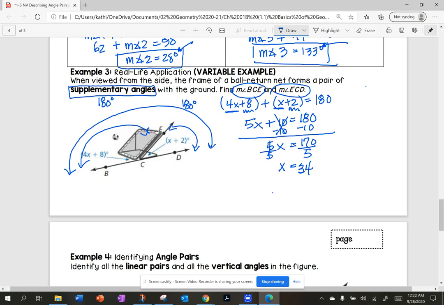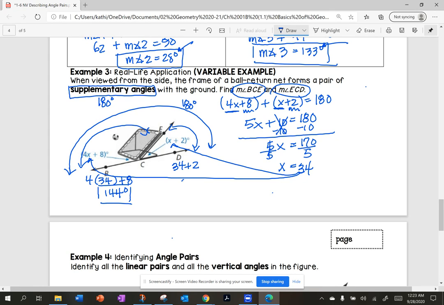So I need to substitute now. So I'm going to substitute 34. 4 times 34 plus 8 is 144 degrees. And I'm going to substitute 34 plus 2, which is 36 degrees. And if I add these two together, they total 180. So I know I did my math correct.